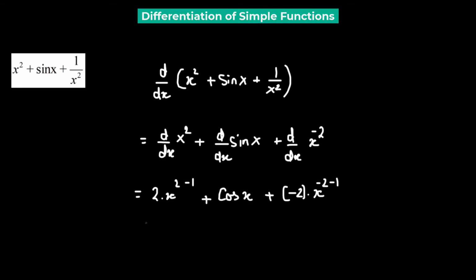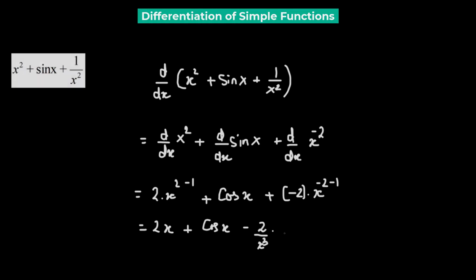minus 1. So this is going to give us 2 times x raised to the power of 1 plus cosine of x minus 2. So we have x raised to the power of -3, which we take to the denominator, and this will become x cubed. So we have 2x plus cos x minus 2 divided by x cubed. So this is going to be the derivative of the given function.